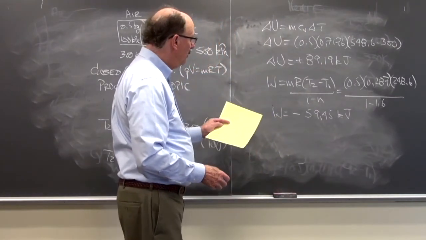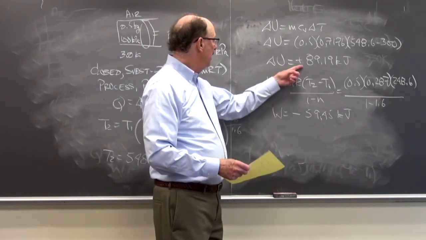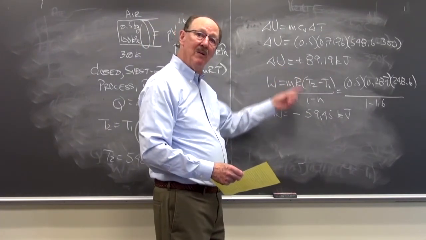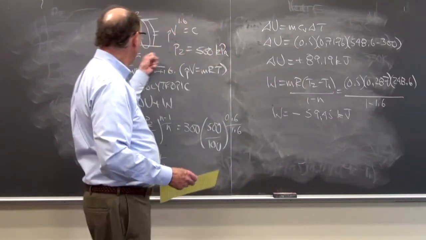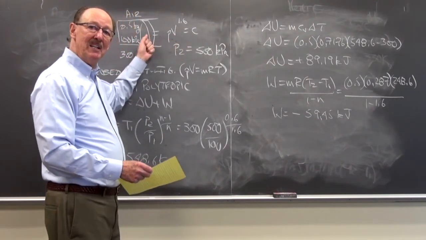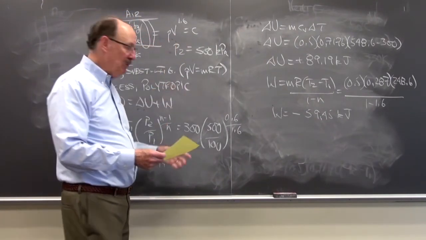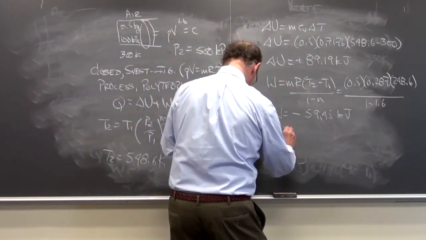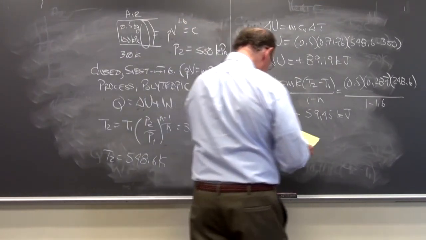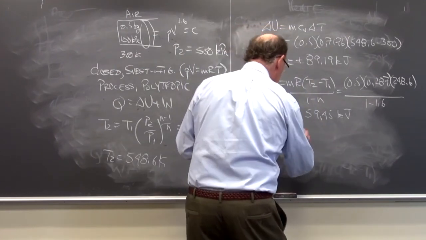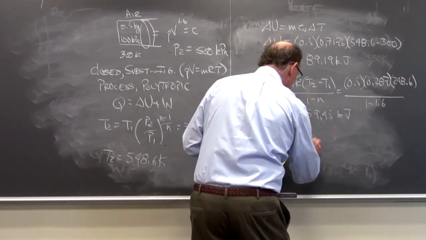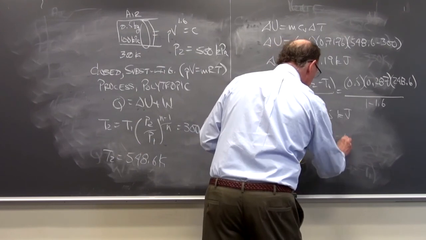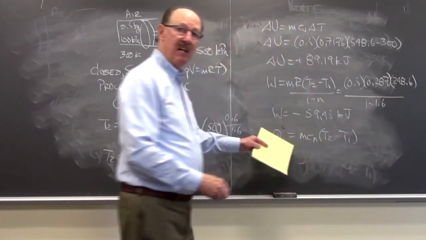Well, this is odd. The internal energy increased more than the work I put in. Maybe there was heat going in as well. So now let's see what Q is equal to. Q is equal to m C sub n (T2 minus T1). But now I have to solve for C sub n.